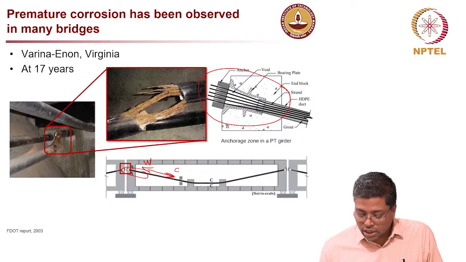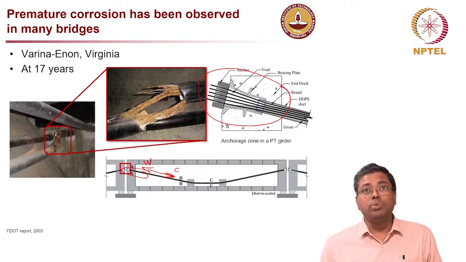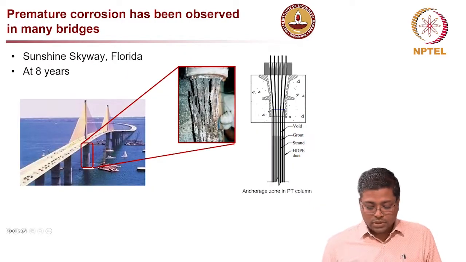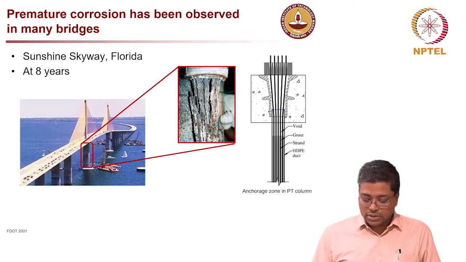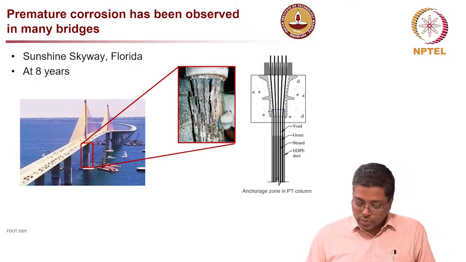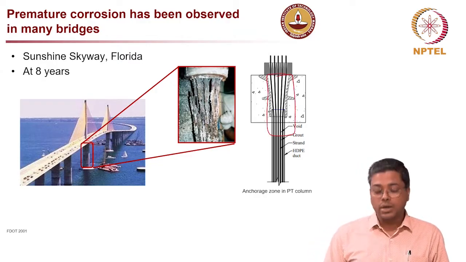So you can see this unshaded, white region is supposed to be filled with grout, but it is not. So that will lead to additional problems. This is another bridge where you can see a vertical tendon, like in this pillar here, where this portion here is not at all grouted.